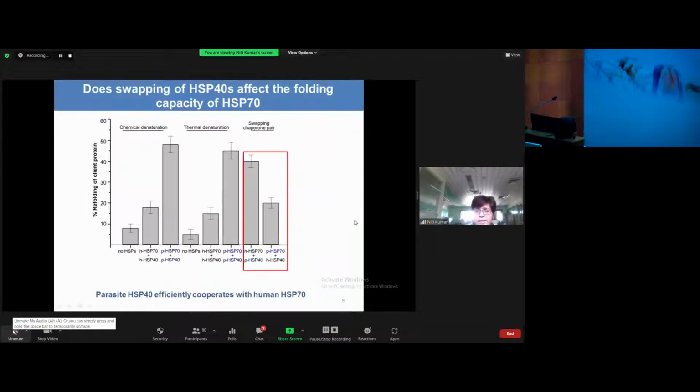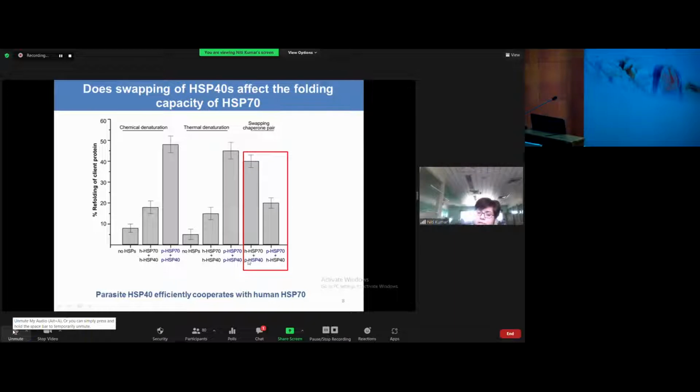So the next experiment we did, we asked the question, what if we swap these chaperones? So we know that the parasite chaperones are working better than the human chaperones. What if we swap these chaperones? So what we did was, we took human HSP70 and parasite HSP40. And in another set, we used a parasite HSP70 and human HSP40.